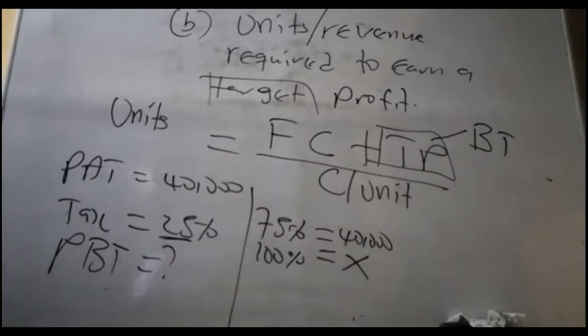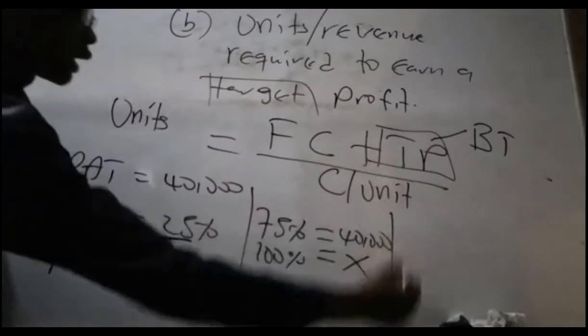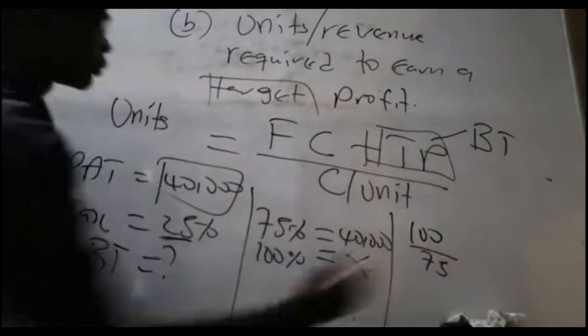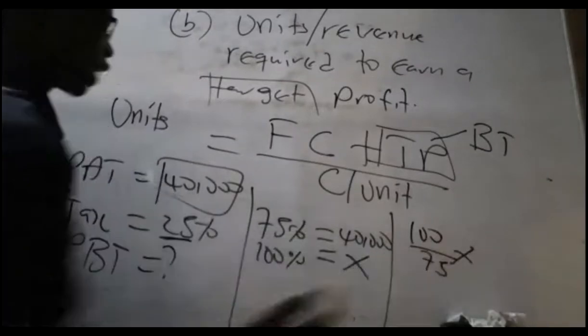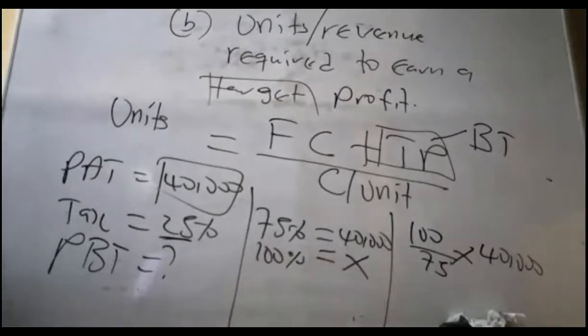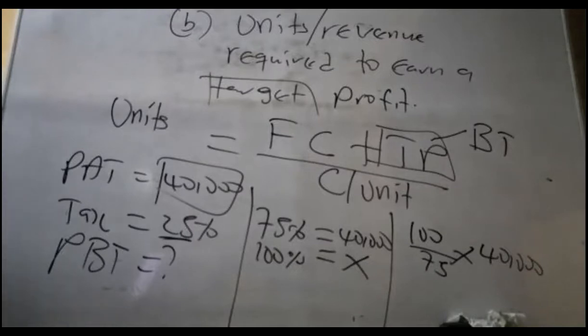So first, I'll provide this short technique. What are you looking for? I'm looking for 100%, right? Bring it. What do you have? I have the 75%, so divide by 75%. Now multiply it by what you have, the monetary value, 40,000. And that's the answer. Good. And that'll give us 53,333.